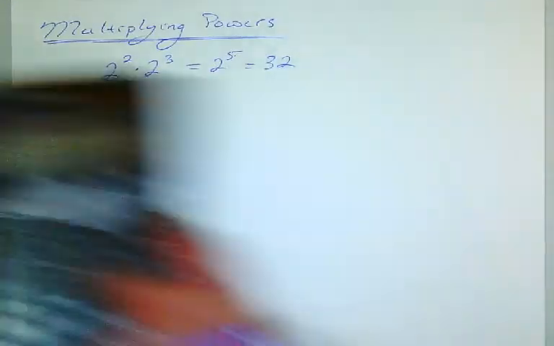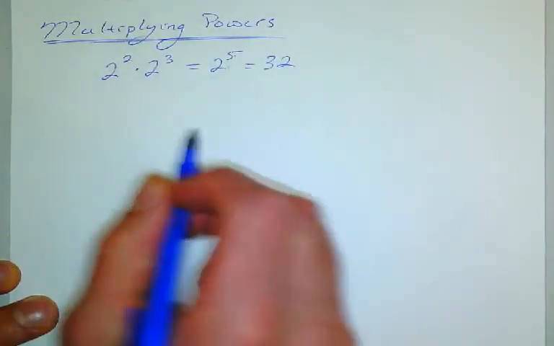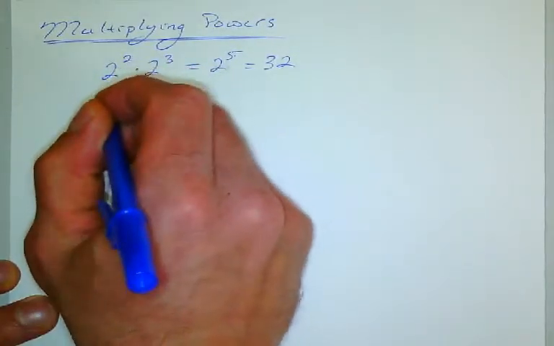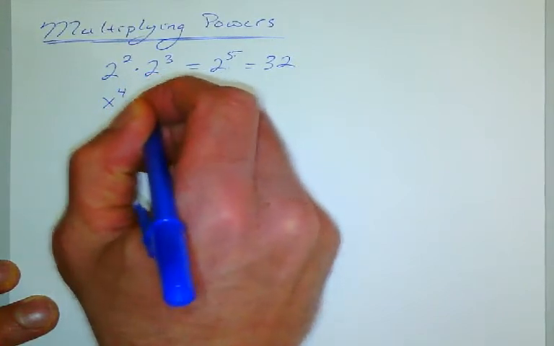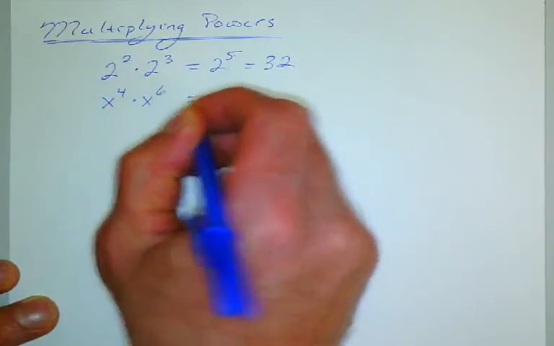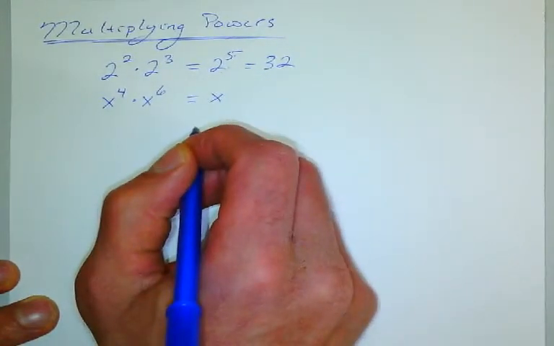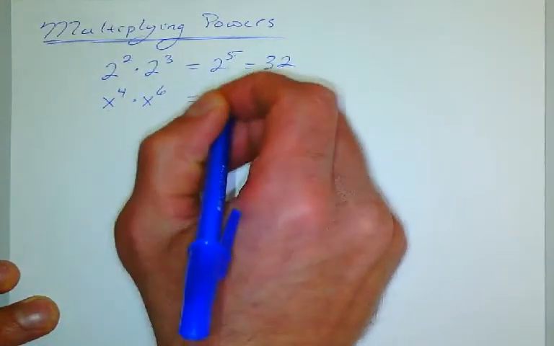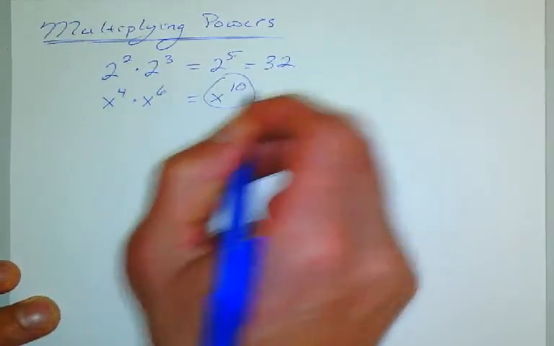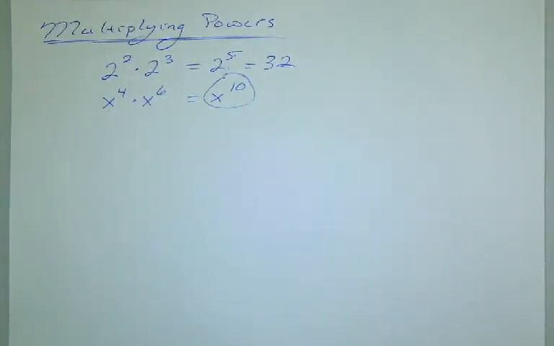All right, now if you have variables, same rule. So if we had x to the fourth times x to the sixth, we would keep our base, which is x. We add our exponents. 4 plus 6 is 10. So we get x to the 10th. All right, and that's review.